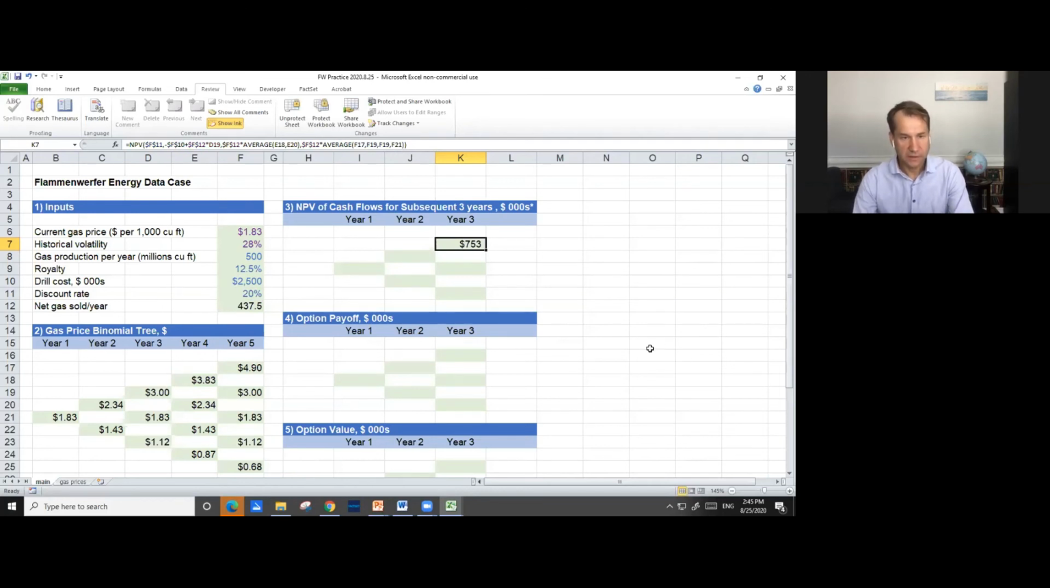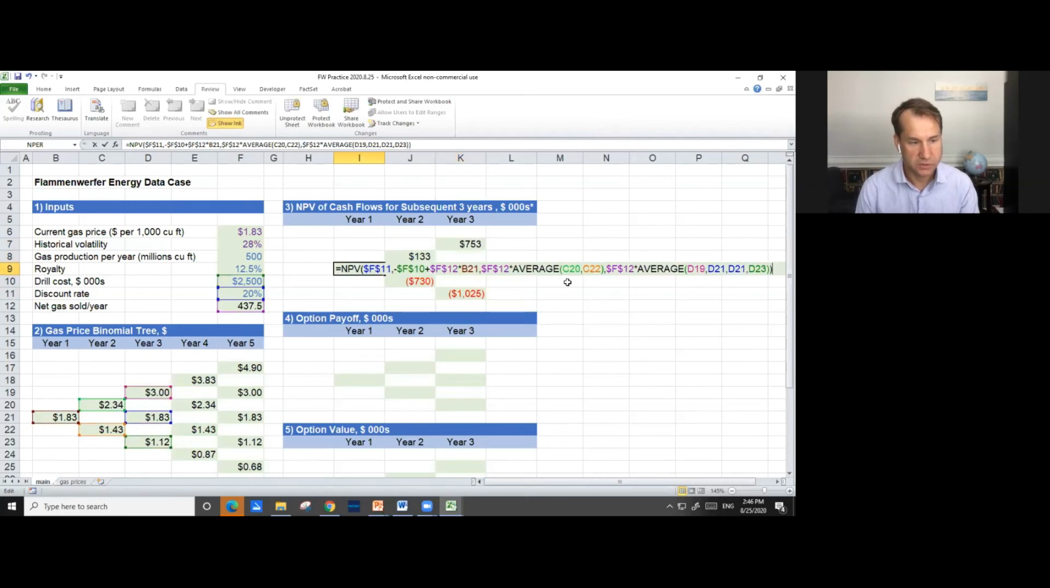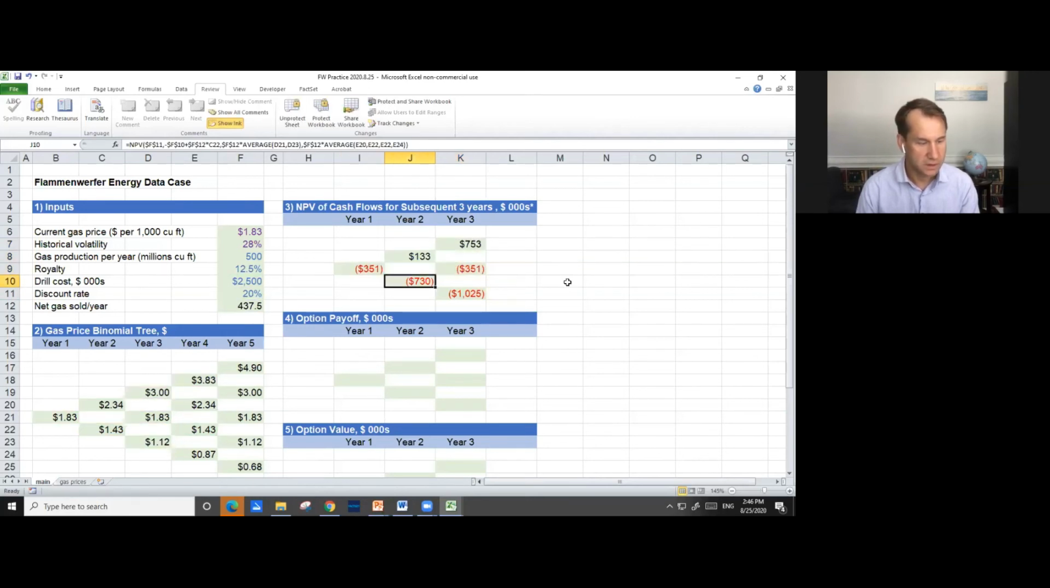So the value is 753,000. These are all in thousands. And then I should be able to just copy and paste these values, just because they're kind of just replicating the prices in the binomial tree, and the other inputs are static.